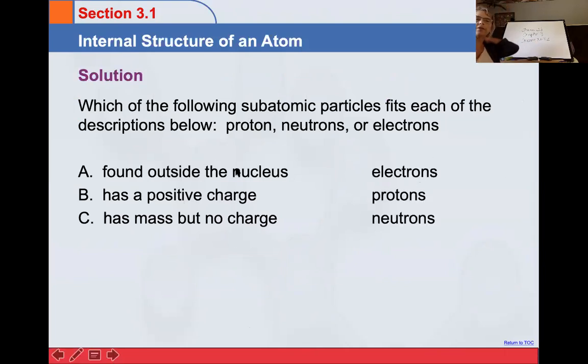So electrons are found outside the nucleus. Protons are the subatomic particle that has a positive charge. And neutrons have a mass, but no charge.